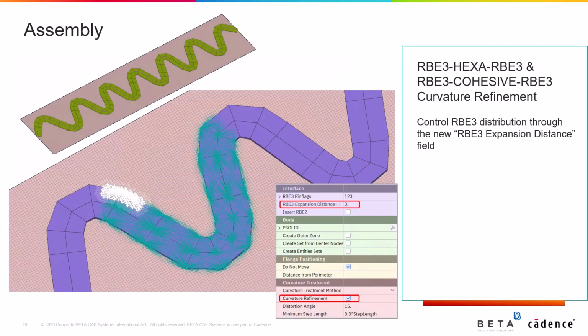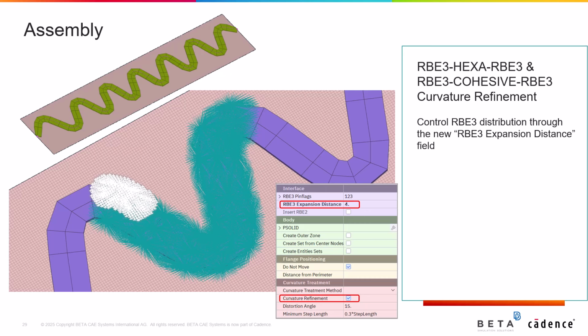Moving forward, for RBE3 hexa RBE3 and RBE3 cohesive RBE3 representations, we've introduced the ability to control the RBE3 expansion in cases of curvature refinement. This can now be done through a new field, providing more precise control over the refinement process.